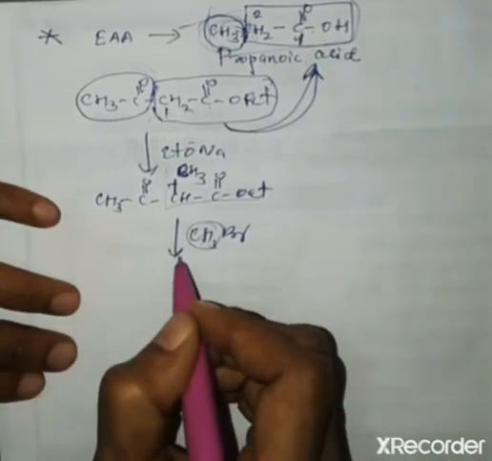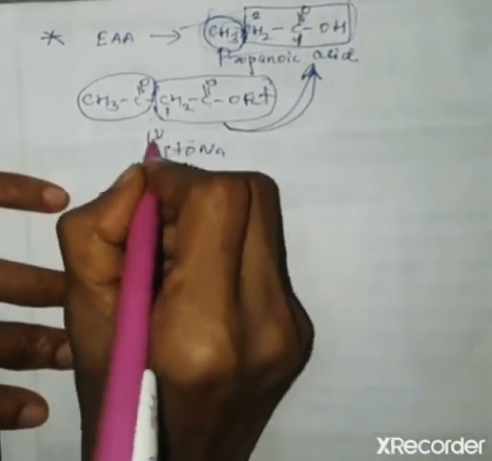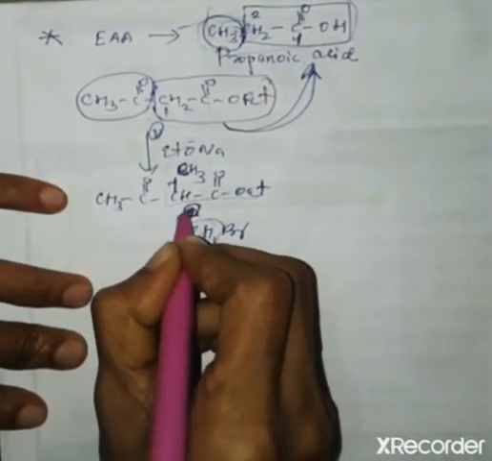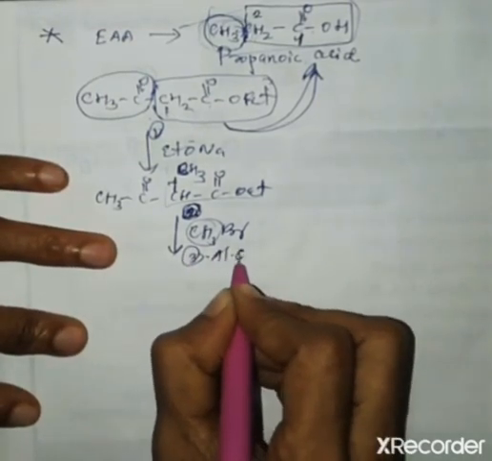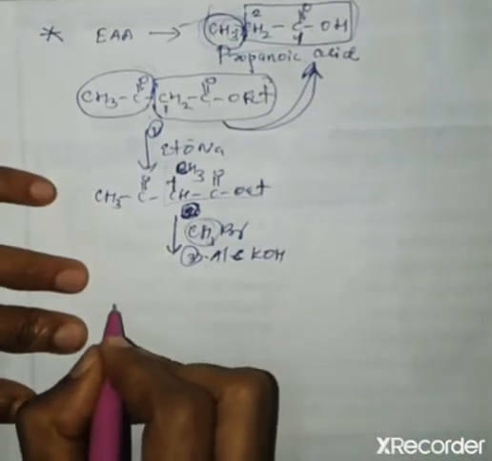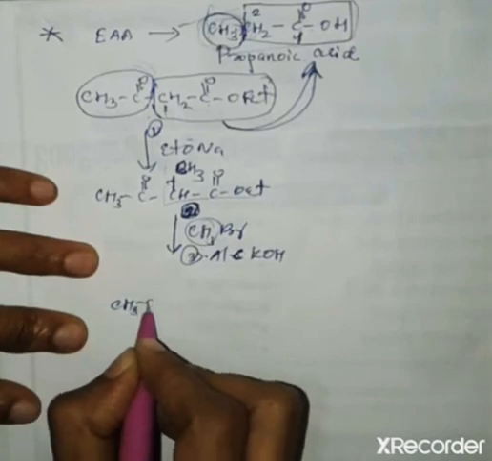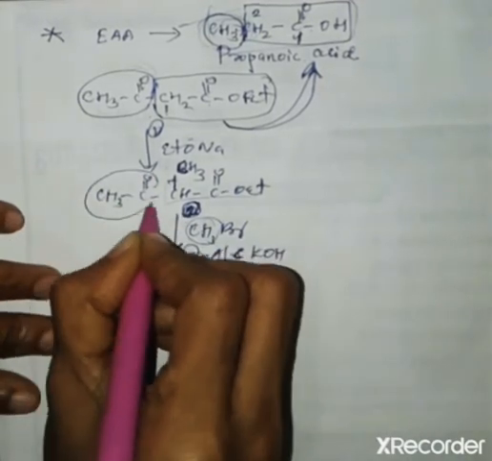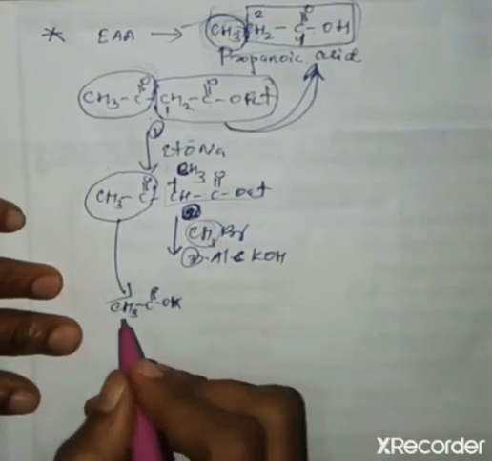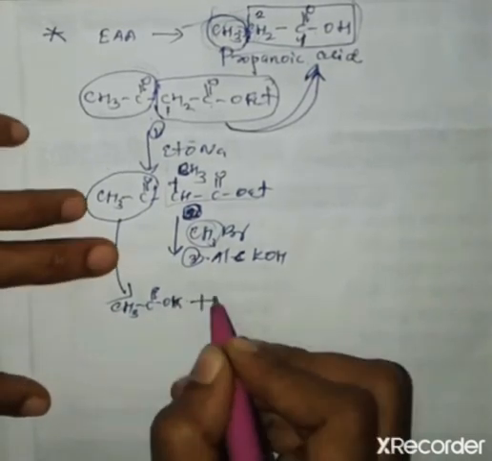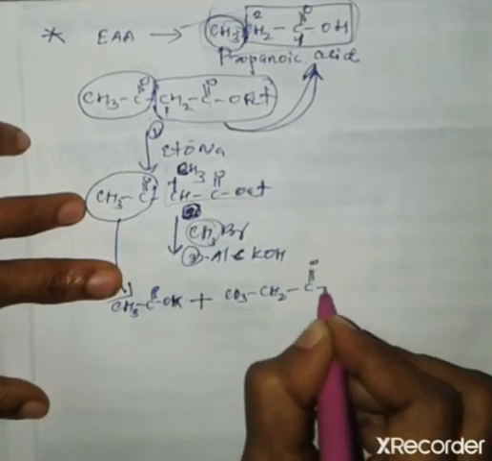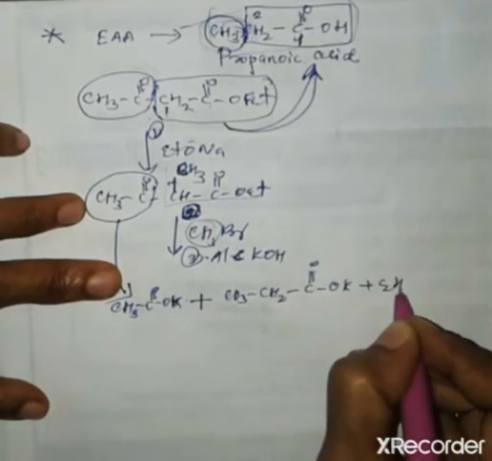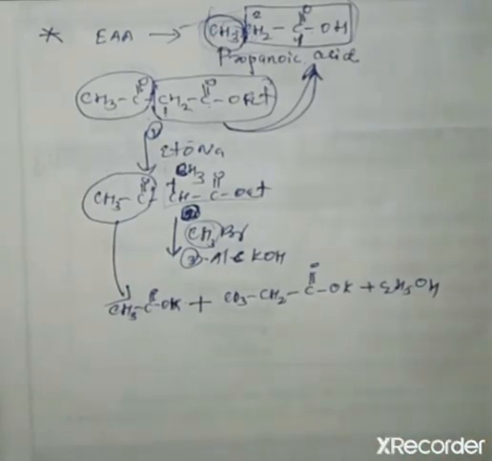Then, the first step is the reaction with sodium ethoxide, the second step is the reaction with CH3Br, and in the third step it is treated with alcoholic KOH, and then it is converted into the salt of acetic acid, CH3COOK, plus CH3CH2COOK, plus C2H5OH.